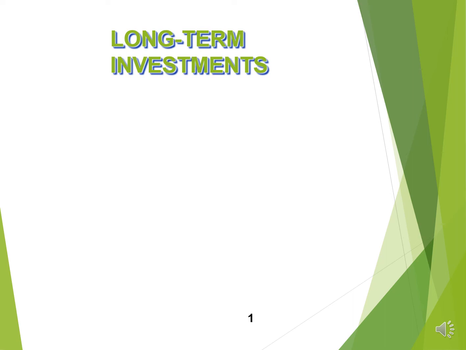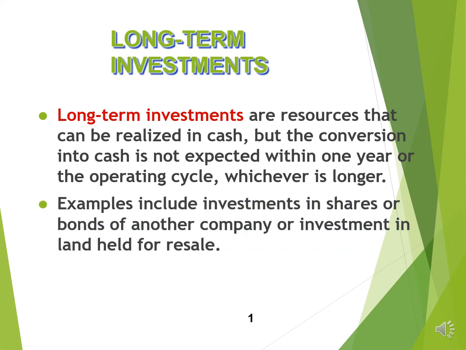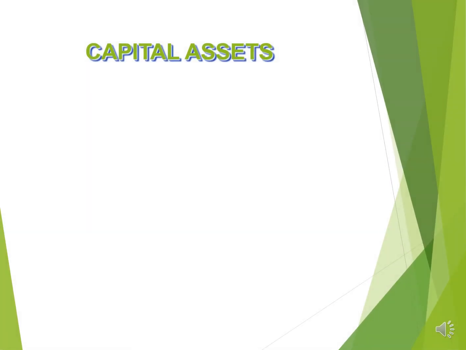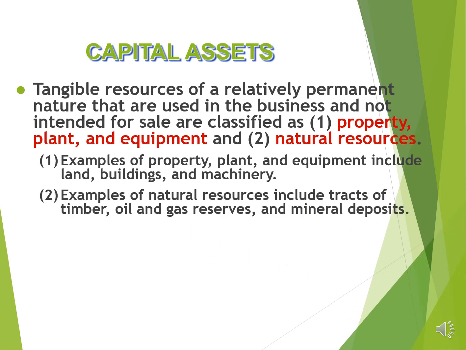So again for your revision, long-term investment, what does it mean? This is the investment whose resources can be realized after 1 year, in the long term. Next one is capital assets. What does it mean? All tangible resources are called capital assets, like property, plant, equipment, natural resources. So examples we have already discussed. This is for revision purposes here. Time and again we are discussing so that our knowledge can be perfect and complete.